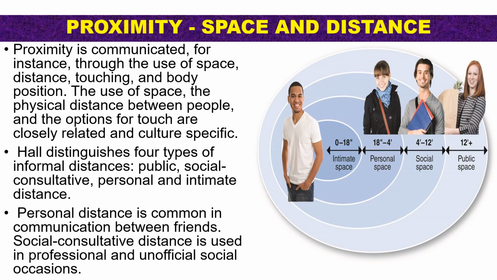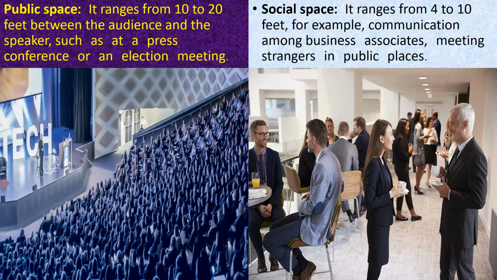Proximity and distance. Actually, there are four types of space and distance: intimate space, personal space, social space, and public space. Actually, intimate space is 0 to 18 inches, personal space is 18 inches to 4 feet, social space is 4 to 12 feet, and public space is 12 feet plus. These are the space, proximity, and distance. Okay, public, you look at the picture.